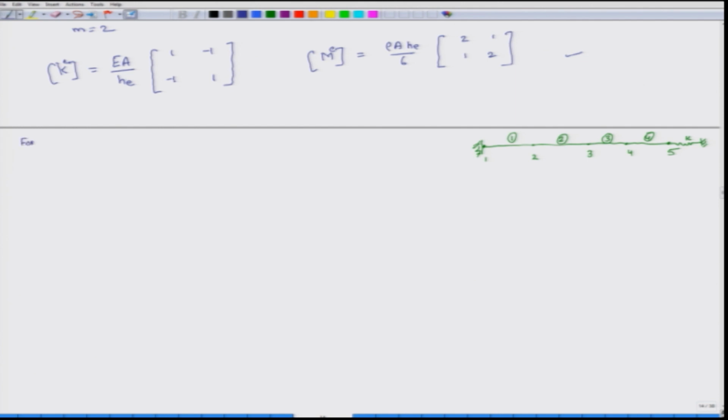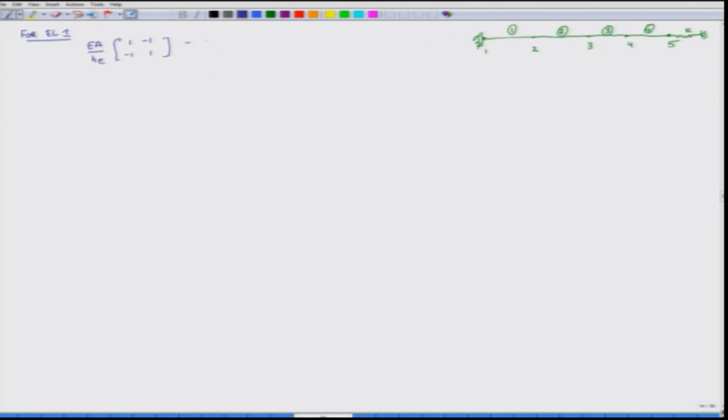For element 1, our assembly level equation is EA over He times [1, -1, -1, 1] minus lambda rho A He over 6 times [2, 1, 1, 2]. The entire thing is multiplied by u1, u2 for element e, and in this case e is 1, this is the first element, and this equals q1^1, q2^1. Okay. So, these are the two equations for the first element.